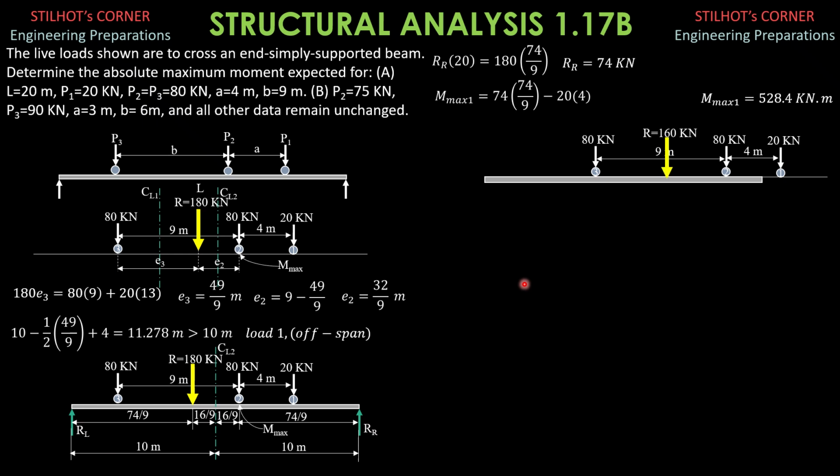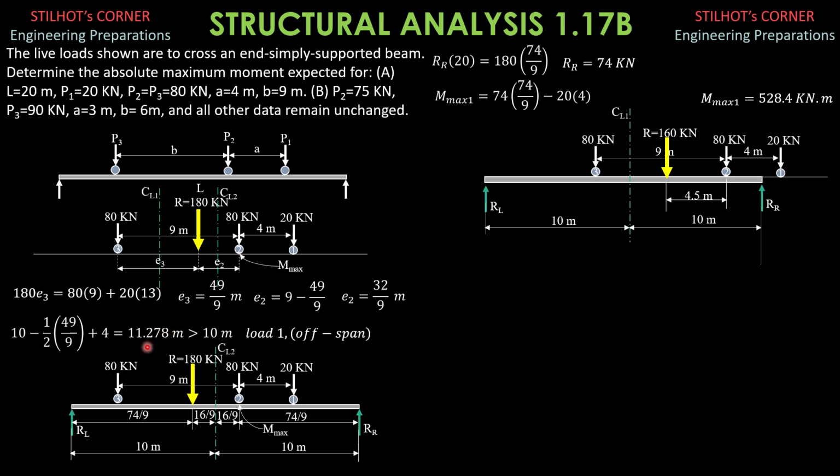Then M max 1, so that's one possibility. Then if we consider only two loads, then this should be half of 9, which is 4.5 meters, because only the two loads will remain on the span.